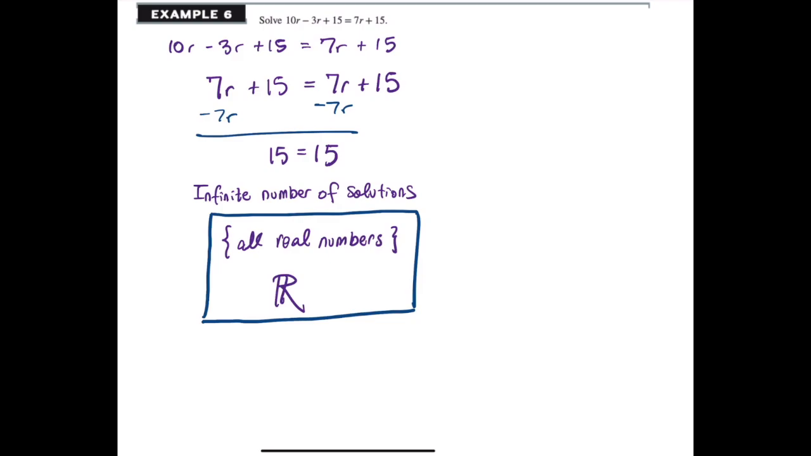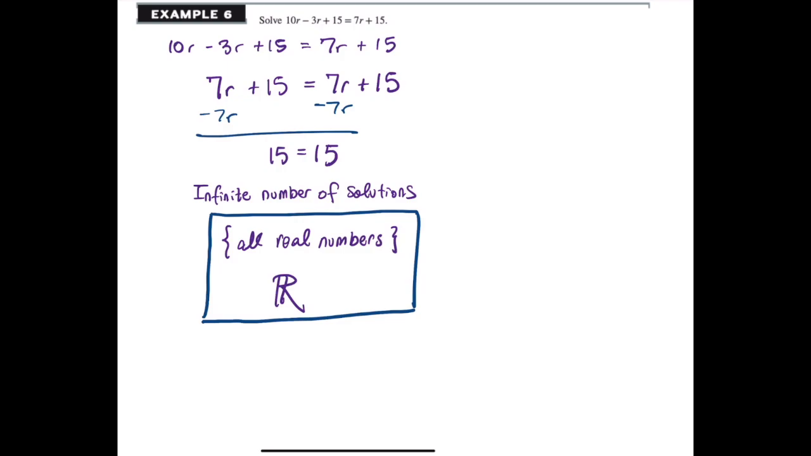So what does this mean? It means that you could plug anything into this equation. We could plug in 2 for r, and we would get a true statement. We can plug in 5/3, and we would get a true statement. We could plug in 60 billion point 2, and we would get a true statement. Anything that we plug in will be true.